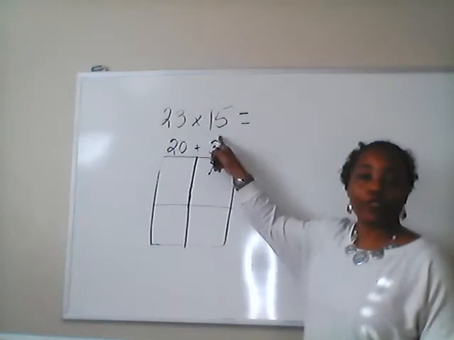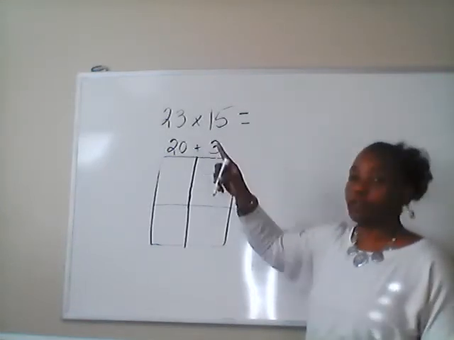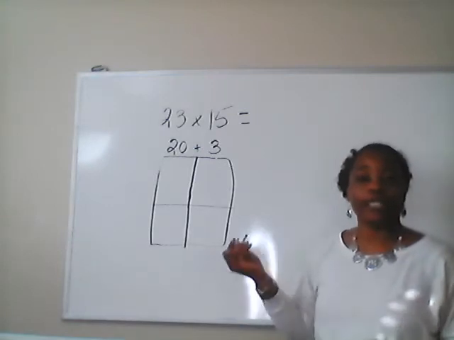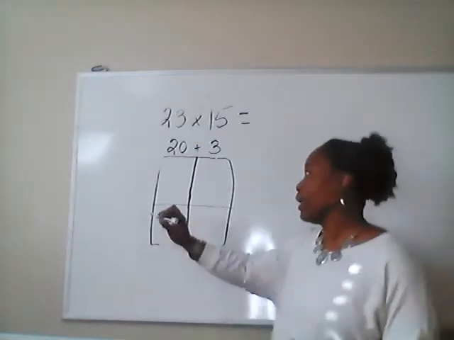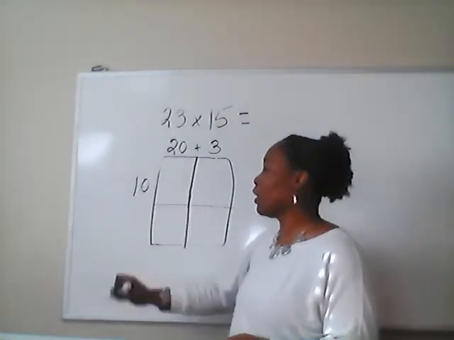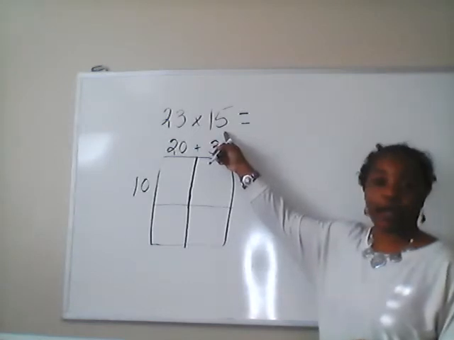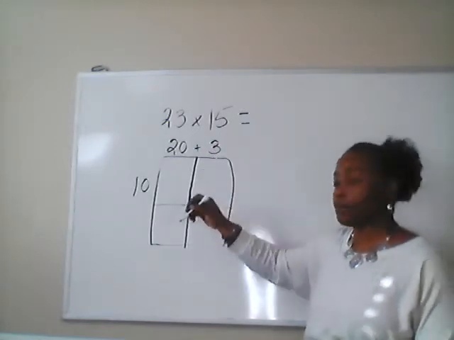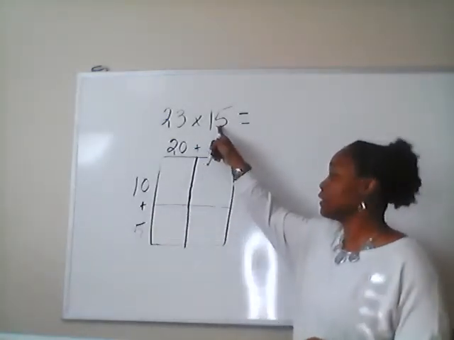Now, we want to do the same thing to the 15. The 1 in the 15 is in the tens place. So the value of that 1 is 10. And we want to write that on the side of our model. Now we want to look at 5. It's in the ones place, so the value is 5. Okay? 10 plus 5 is 15.